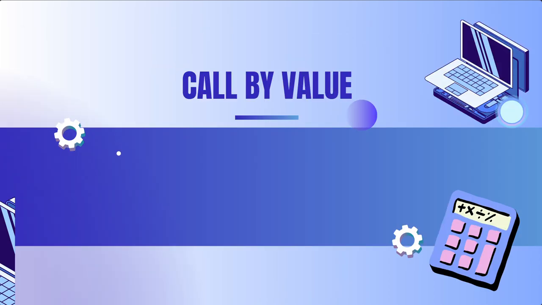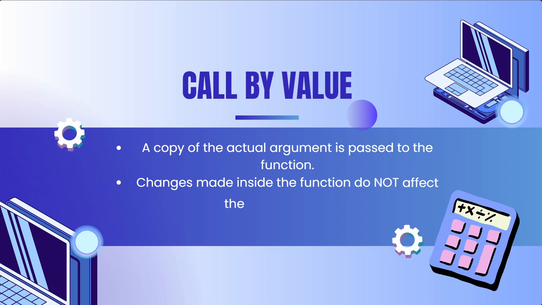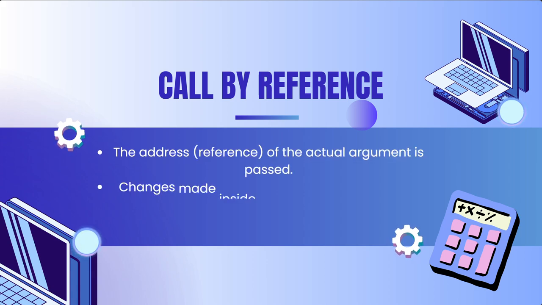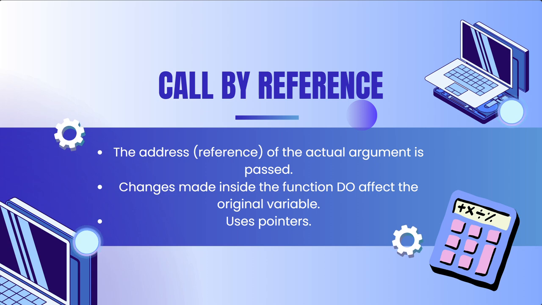Moving on, we have call by value and call by reference. These are two basic things. In call by value, a copy of the actual argument is passed to the function. Changes are made inside the function and do not affect the original variable. It only works on local copies. Now we have call by reference. In call by reference, the address or the reference of the actual argument is passed, and changes inside the function do affect the original variable. It uses pointers. Now let us see an example and understand call by value and call by reference.